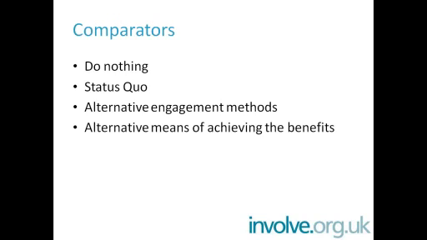Another option is to compare different engagement methods. So what's the difference between running participatory budgeting in one area as opposed to another form of engagement in another? And then, of course, you've also got the option of doing replacement costs, so alternative means of achieving the benefits. In the case of the user group, it might be that if the user group is providing valuable insight into how services are being delivered, what would be the replacement cost for that? If you went to a market research consultancy and asked them to run focus groups or something similar to get that information, how much would that cost? How does that compare to the cost?